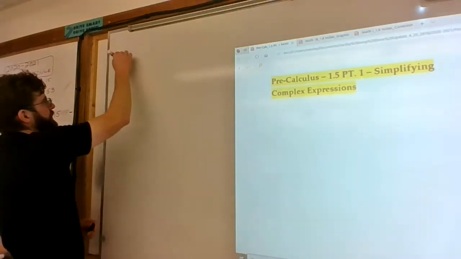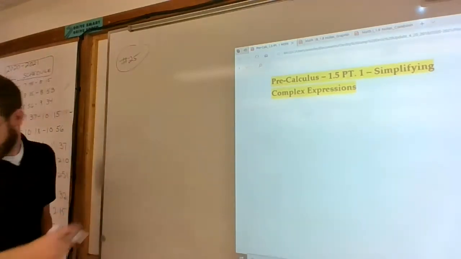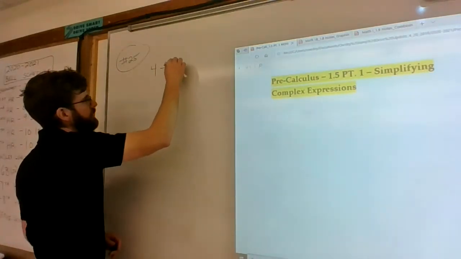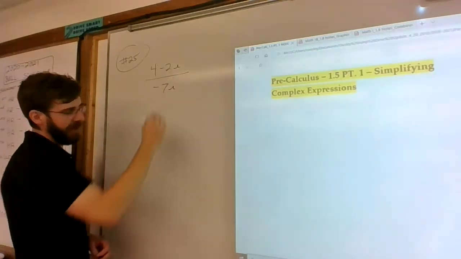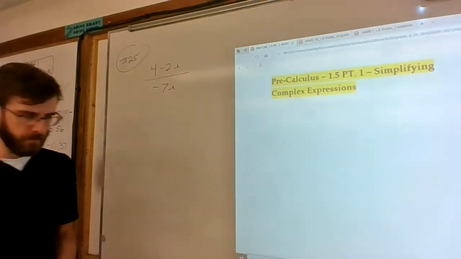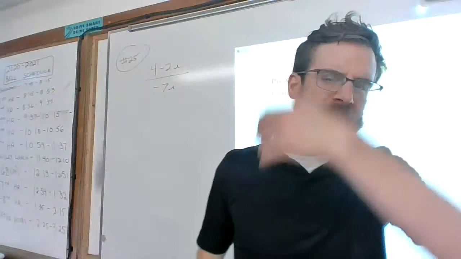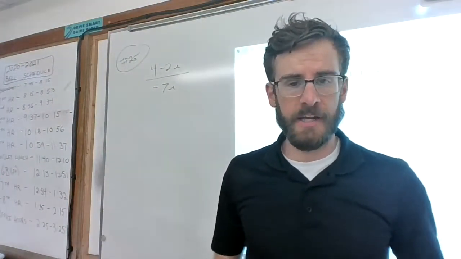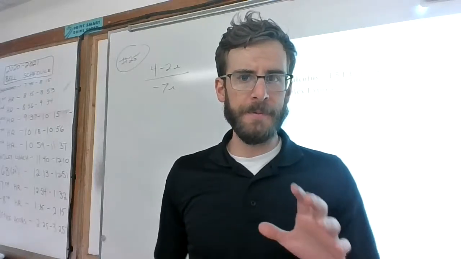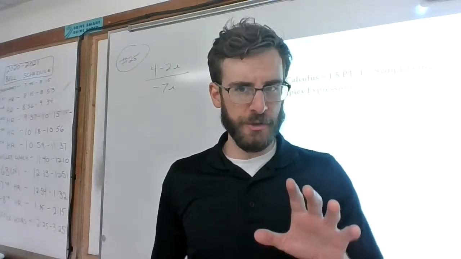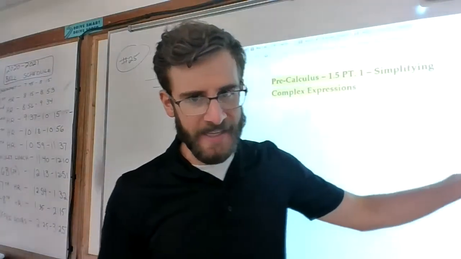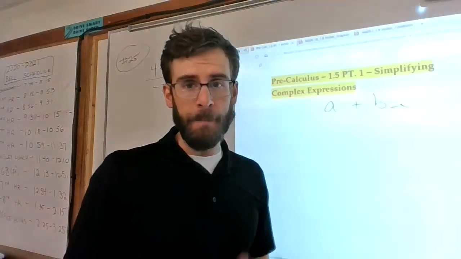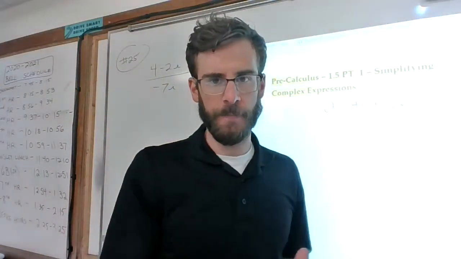Oh, this one's a little different. It's only got one term on the bottom, 4 minus 2i over negative 7i. So it seems like maybe I just do something with the top because it seems to have a conjugate. But keep this in mind. You're trying to create a plus bi. I just need to make the bottom not an i term.